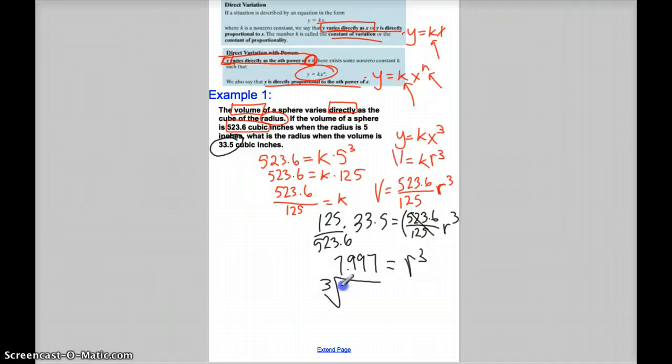The cubic root of 7.997 is approximately 2. And that'll be my radius. And think about it, 2 times 2 times 2 is about 8. Okay, so if I round it to the nearest inch, it's 2.